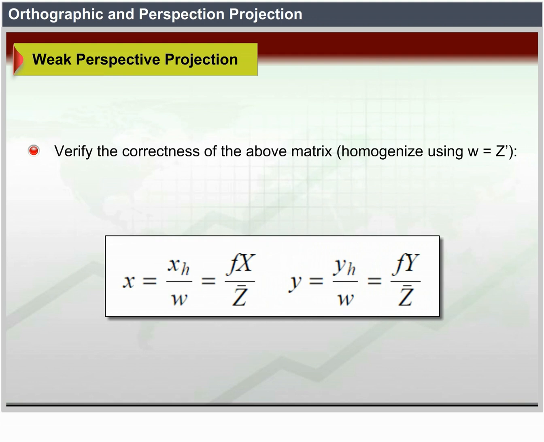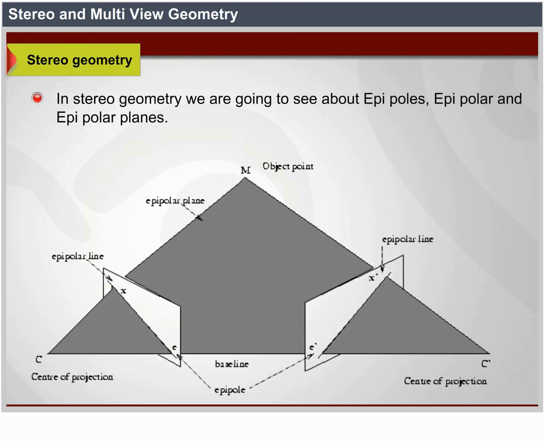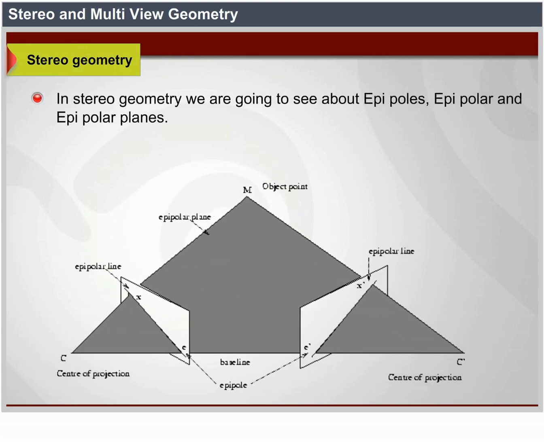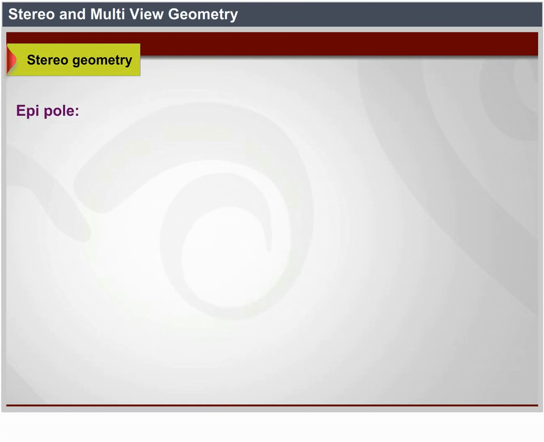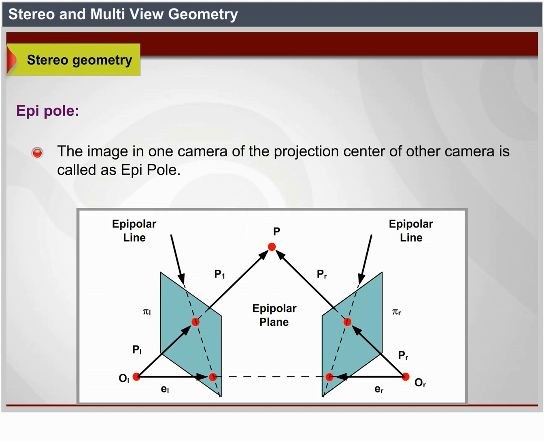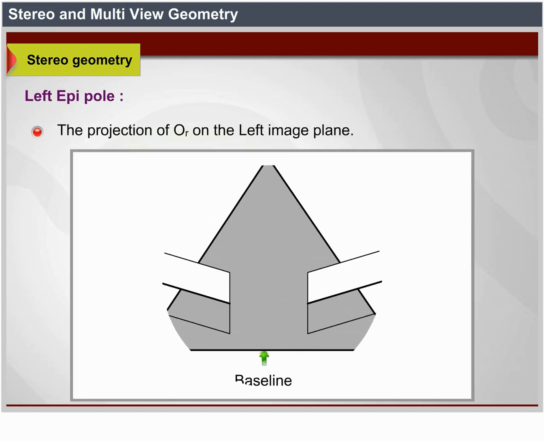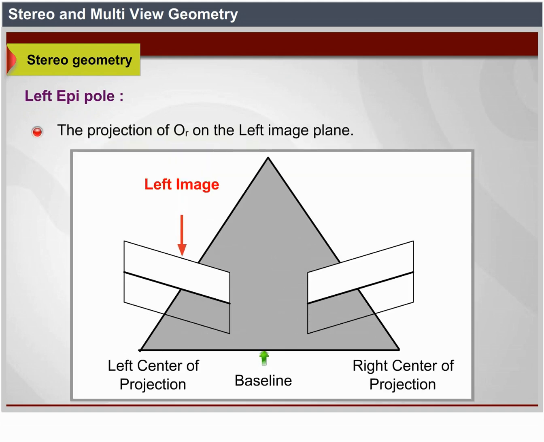Stereogeometry. In stereogeometry, we are going to see about epipoles, epipolar lines and epipolar planes. Epipole: the image in one camera of the projection center of the other camera is called the epipole. Left epipole: the projection of OR on the left image plane. Right epipole: the projection of OL on the right image plane.